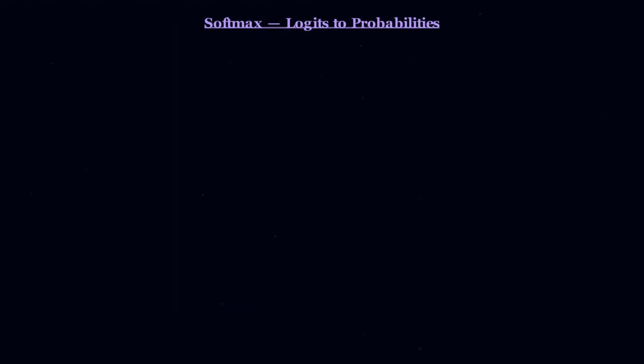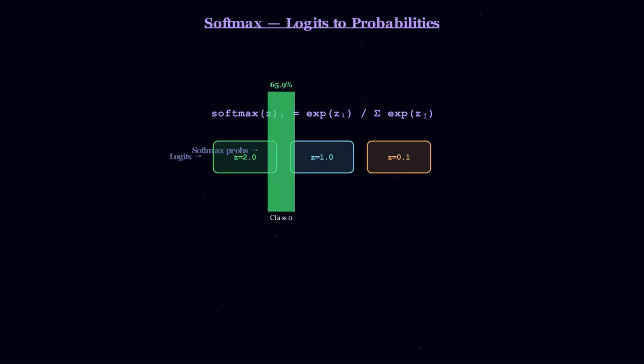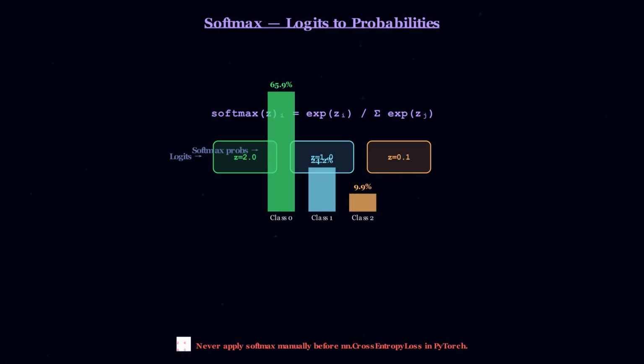Cross-entropy needs a proper probability distribution as input, values between 0 and 1, summing to 1. That's what Softmax does. The final layer of a classifier outputs raw scores called logits, any real numbers, not probabilities. Softmax converts logits into a probability distribution by taking the exponential of each logit and dividing by the sum of all exponentials. Example, logits are 2.0, 1.0, 0.1.